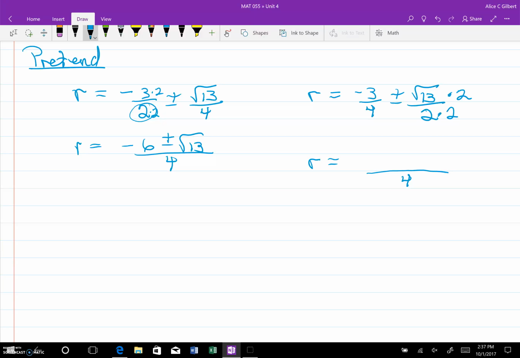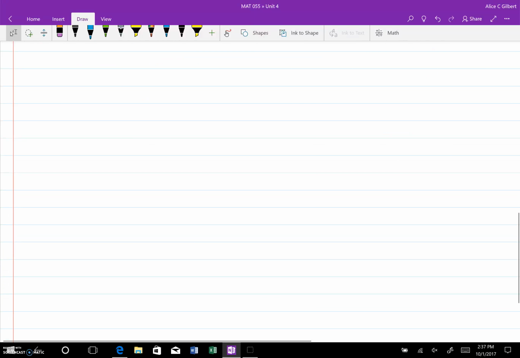Think about it, stop this for just a second and see if you can get the right answer in the numerator. Come back and see how you did. -3 plus or minus 2 times the square root of 13. We can't multiply the square root of 13 times 2 in any other way because it's not the square root of 2, it's just 2. And this would be our final answer. Okay, so I've got another one and then one for you to try.